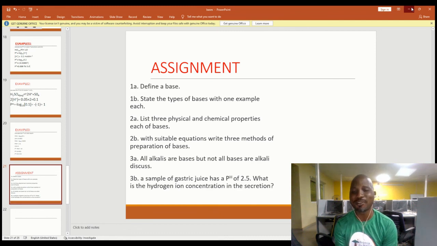What is the hydrogen ion concentration in the secretion? Remember, your pH is equal to the negative log to base 10 of hydrogen ion concentration. If you substitute the pH into the formula, I'm sure the antilog will lead you to the answer.